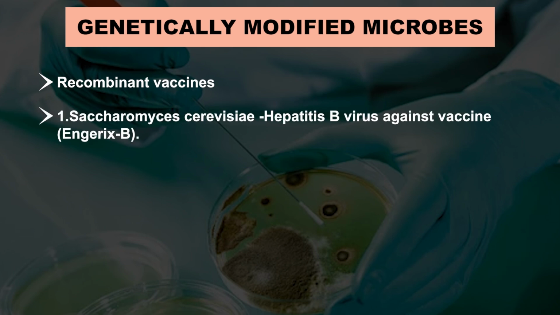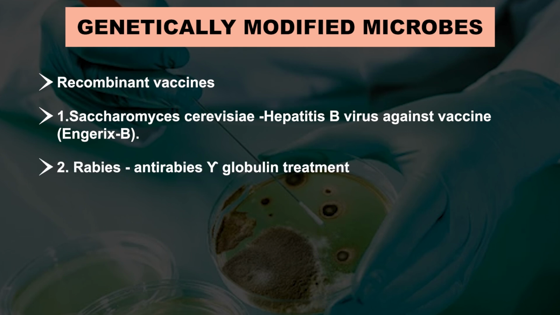Saccharomyces cerevisiae, a common baker's yeast, produces hepatitis B virus vaccine based on the hepatitis B surface antigens, whose name is Engerix-B. Recombinant vaccines to eradicate rabies, anti-rabies gamma globulin treatment.